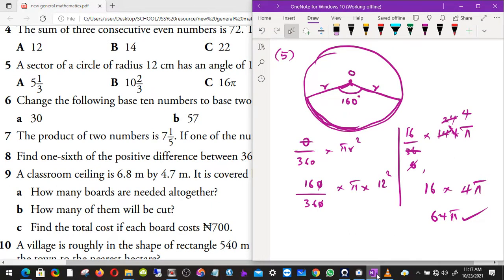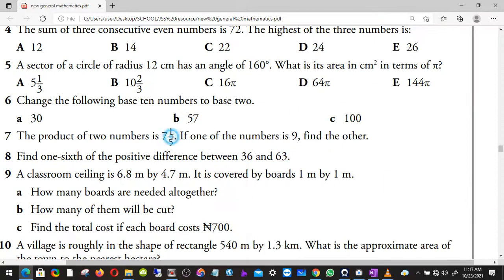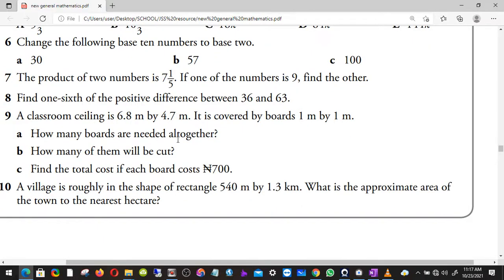If you didn't get to do your correction, if you didn't get it, do your correction. Now this noise is too much. Okay, let's go to number 7. The product of two numbers is 7 whole number 1 over 5. Listen up. While they were solving, instead of you doing your correction, you didn't do it. You think we have all the time on this earth? Do your correction. I'll give you 1 more minute.